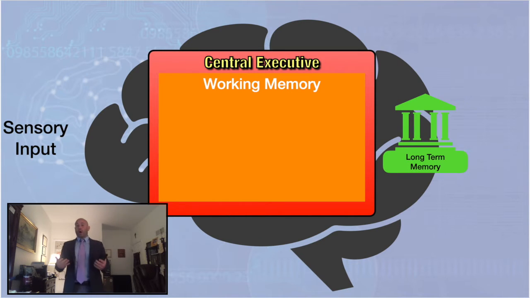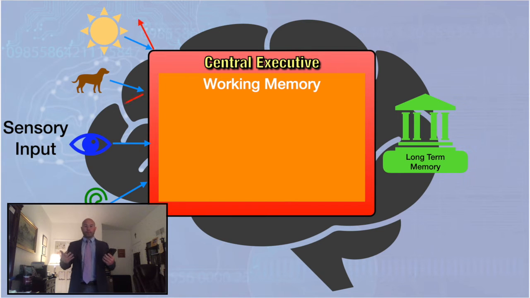So before we talk about dual coding and cognitive load, we need to take a step back and just talk about some of these important processes that underlie the importance of dual coding and cognitive load. So we have the central executive, working memory, and long-term memory.